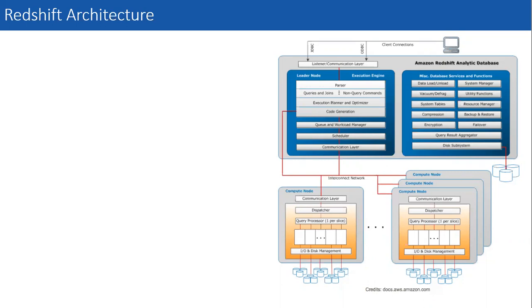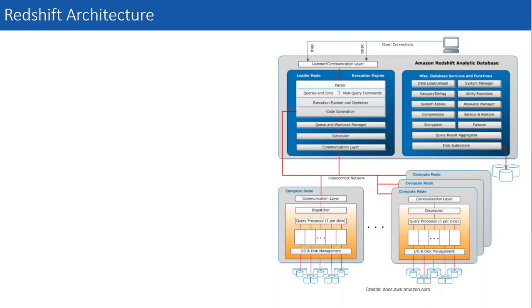Whenever we submit a query, say through Aginity or SQL Workbench, it immediately hits your leader node. The leader node will not be charged actually. You will have subsequent compute nodes, and compute nodes are where it will be charged. So if you have more than one compute node, then your leader node is free.